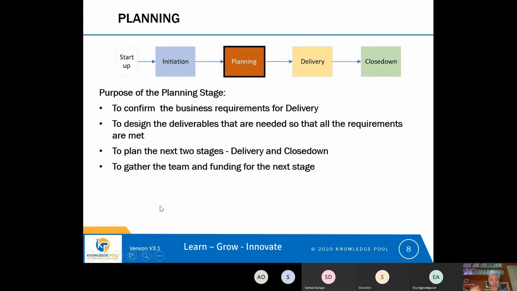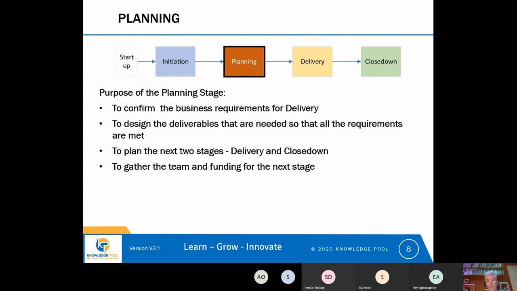So our next stage that we need to think about is the planning stage. And I've already mentioned it's in the planning stage that the majority of planning and design happens. So the main purpose of the planning stage is to confirm the business requirements for the delivery stage. So for these deliverables that we need, what are the business requirements? And we're basically going down into more detail. So in initiation, we decide we need a CRM system. In planning, we decide what are our business requirements for the CRM system.